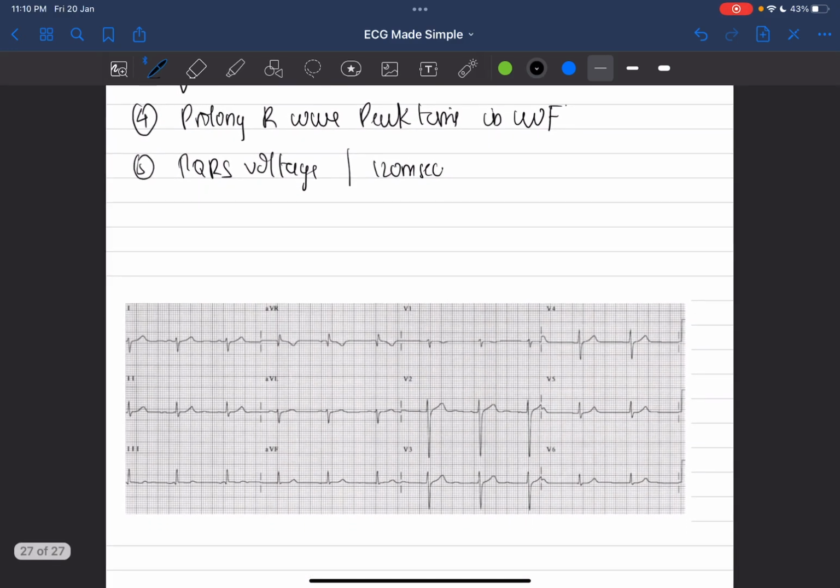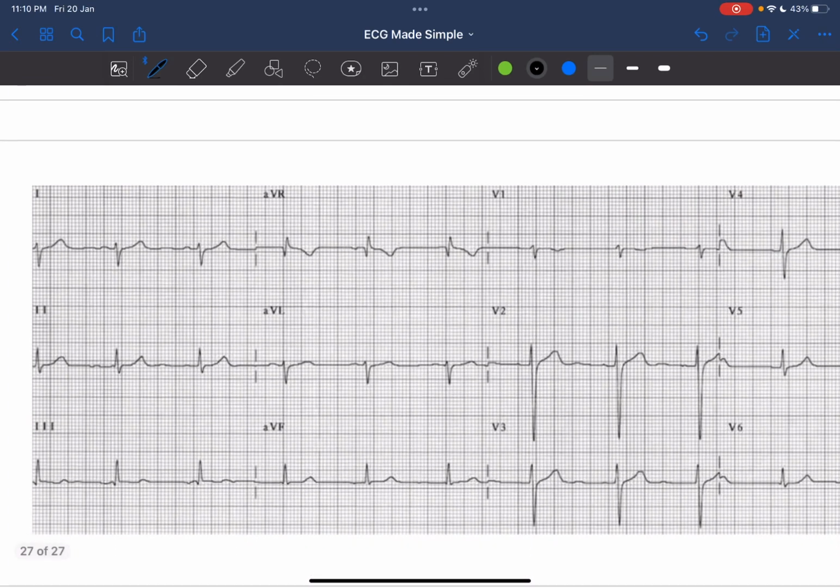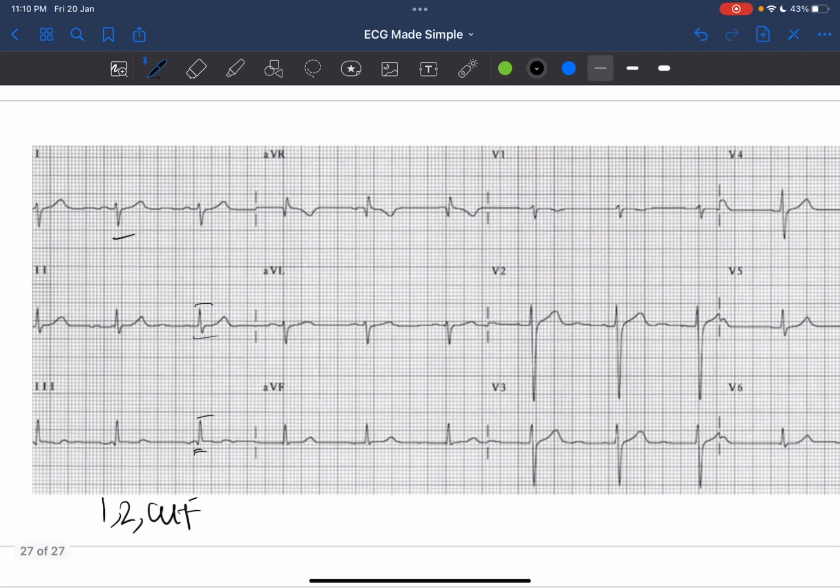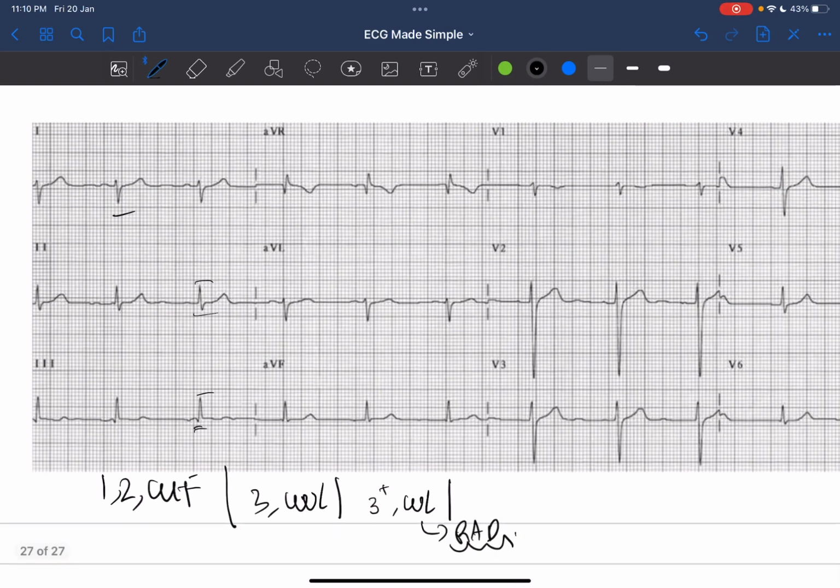I will show you the ECG. The first thing we have to do is calculate the axis. First look at leads 1, 2 and AVF. Do they have the tallest QRS complex? They are similar, but lead 3 has a slightly higher complex than lead 2. So 1, 2 and AVF don't have the tallest QRS complex. Go to lead 3 and AVL. Lead 3 has a positive QRS complex and AVL has a negative QRS complex. So this gives an example of right axis deviation. Lead 3 is at 120 degrees, so there is definitely right axis deviation.